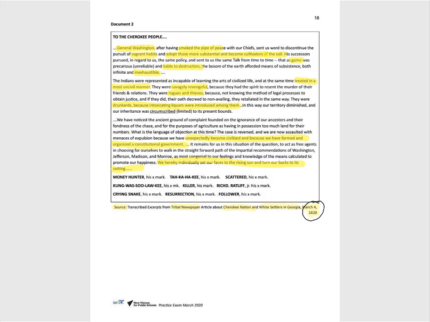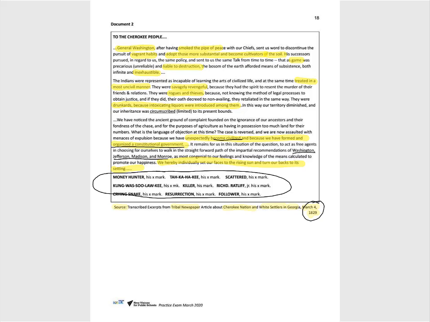So it is being signed by a bunch of Cherokee leaders, and what they are doing is complaining about the encroachment of white settlers despite the fact that they had organized a constitutional government, that they had become civilized, meaning by the definition of the whites, they were now farming. They were actually doing what had been encouraged of them by Washington, Jefferson, Madison, and Monroe. So they are actually complaining about the encroachment.